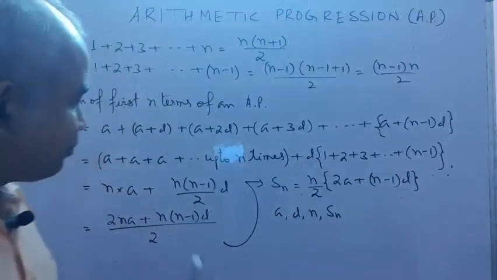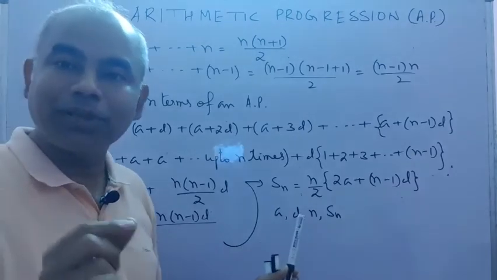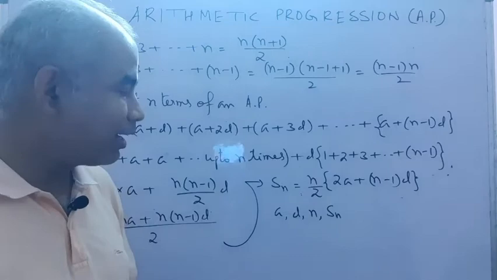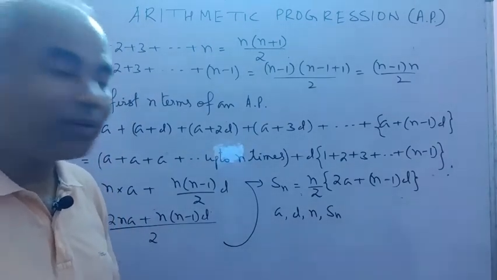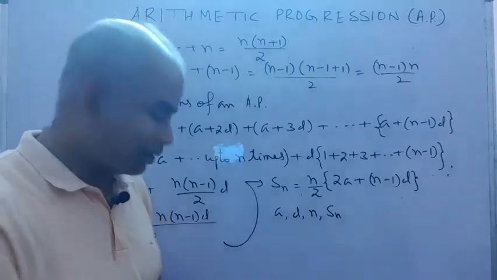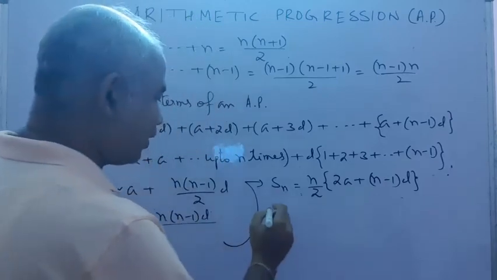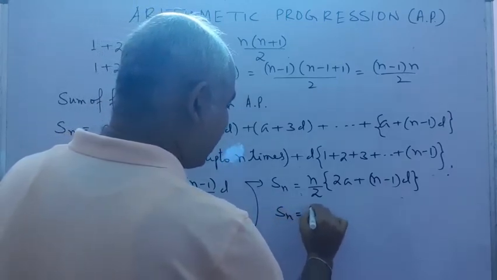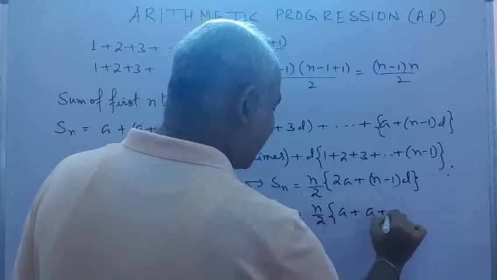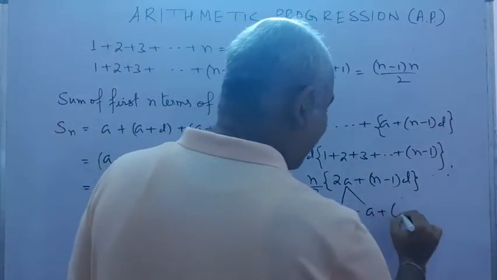Now if there are n terms, the sum of n terms means a total of n terms, so of course the nth term will be the last term. Now see, this formula can also be written this way: Sn equal to n by 2, where twice a can be written as a plus a, plus n minus 1 d.